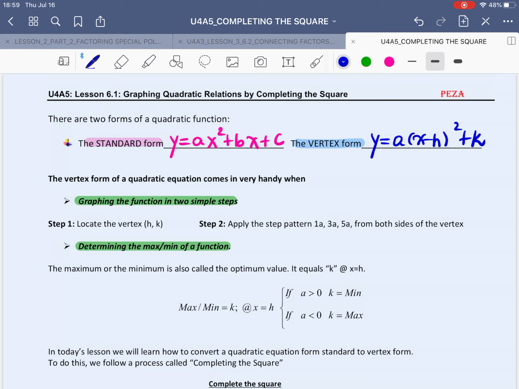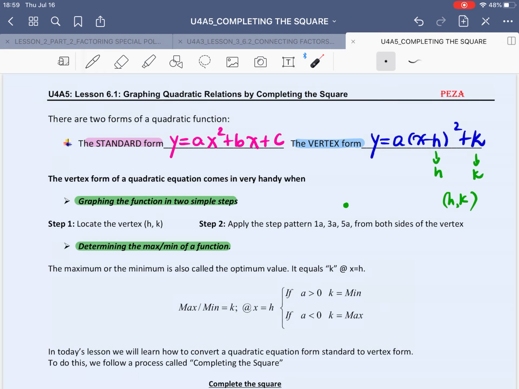So, the vertex form helps us graph the quadratic function, because right away we can tell what the coordinates of the vertex are. So this would be the h and the k, which are the x and the y coordinates of the vertex. And once we identify the x and the y of the vertex, which is simply a point, then we apply the step pattern. Remember that the step pattern in any quadratic function or relation is 1a, 3a, 5a, and you can continue on forever, 7a, and so on, all the odd numbers multiplied by a.